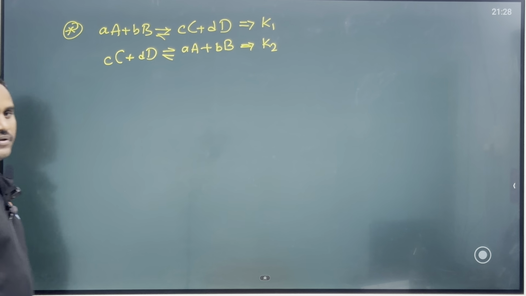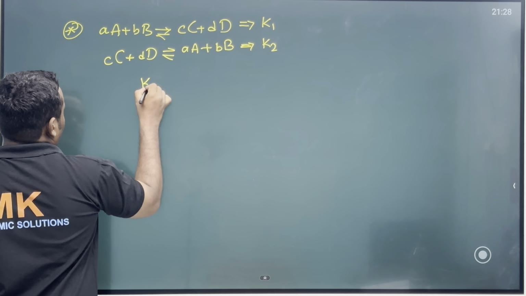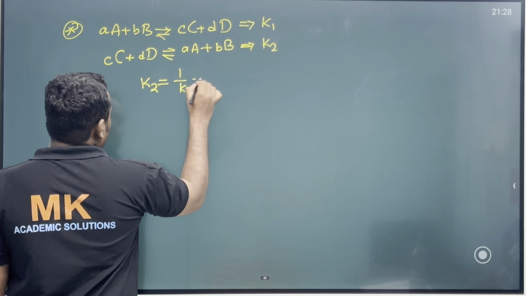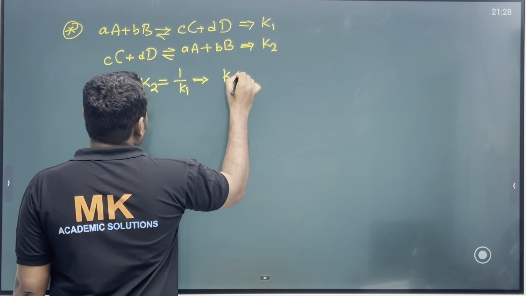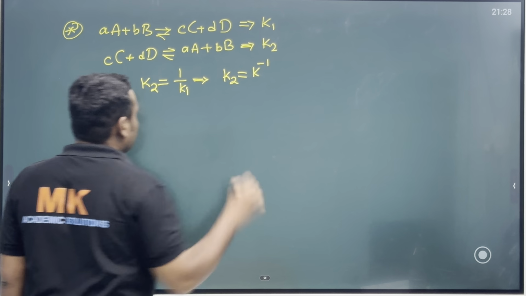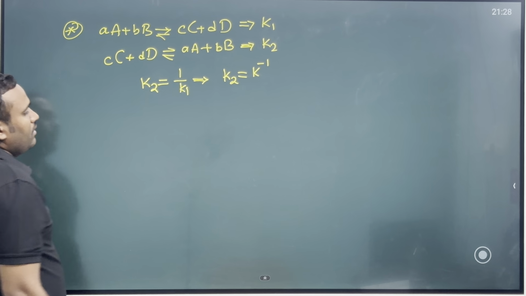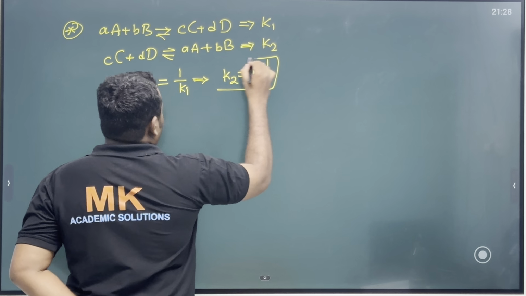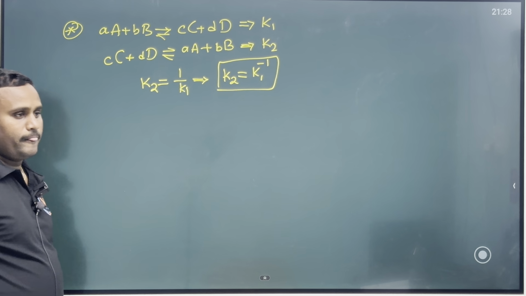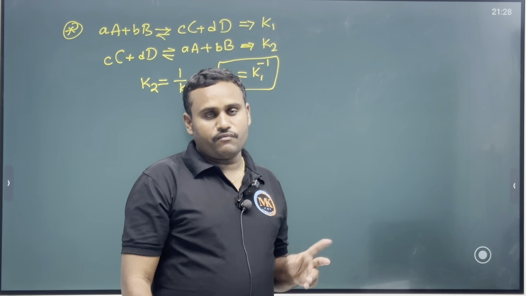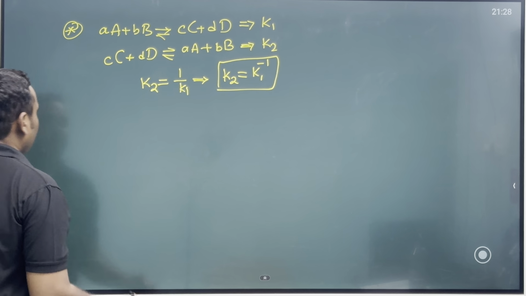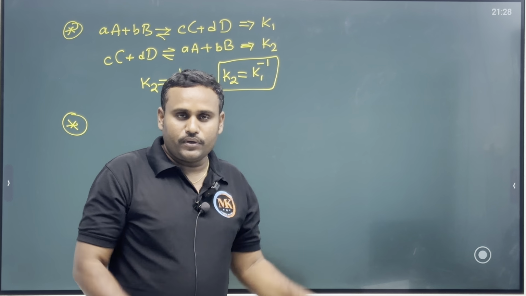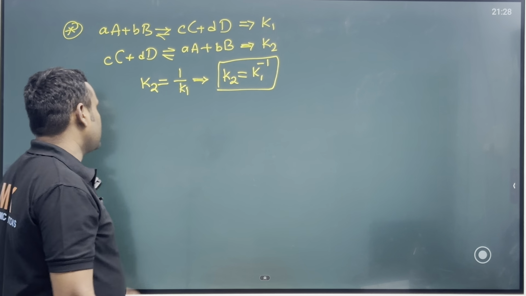Therefore, what is the relation between K1 and K2 here? K2 is equal to 1 by K1, or simply K2 is equal to K1 inverse. So this is the relation between the old equilibrium constant and the new equilibrium constant when you inverse. Now let us use the combination of the first condition and the second condition. What I am going to do is inverse the reaction and also change the stoichiometric coefficients.